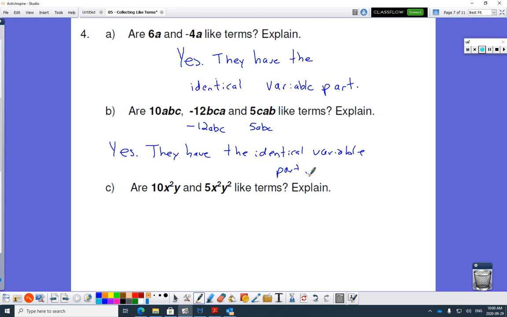How about 10x squared y and 5x squared y squared? Are those two things like terms? No, not this time. They have the same letters, but the y and y squared are different. Why is that a big deal? Because y and y squared are different. Imagine if y is 10. 10 and 100 are different. You can't be adding them together until we know what they are. See, I can add 10 and 100. I'm like, I know. Until we know what they are, you can't, though. They're not the same exact things.